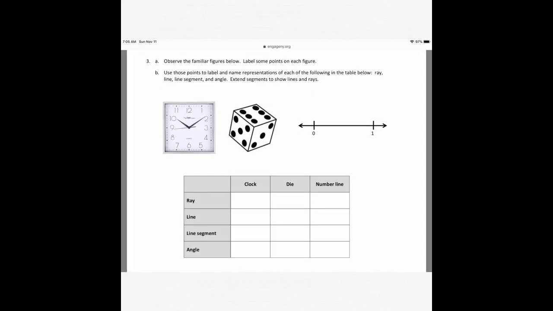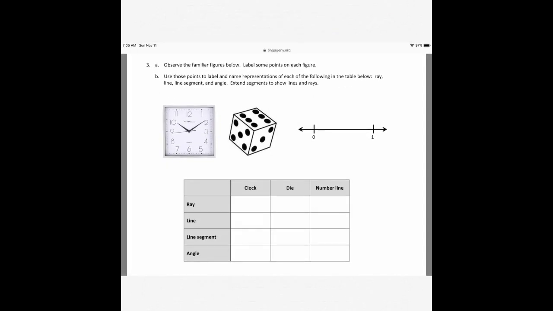Alright, on the third page, or third problem, we're going to do the same thing, but we're going to use real world objects to make rays, lines, and line segments. So we're going to start off with the clock, and it says use those points to label and name representations of each of the following in the table below: ray, line segment, and angle. And then it says extend segments to show lines and rays. So it's going to look a little bit funny because we're going to go past these objects, but we want to show that we understand what each of these words mean.